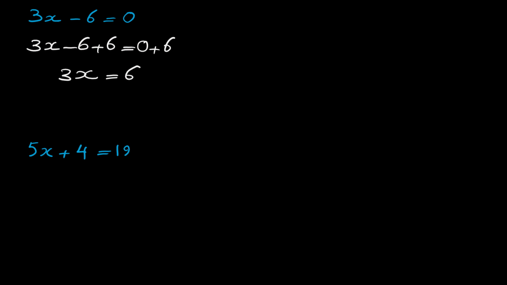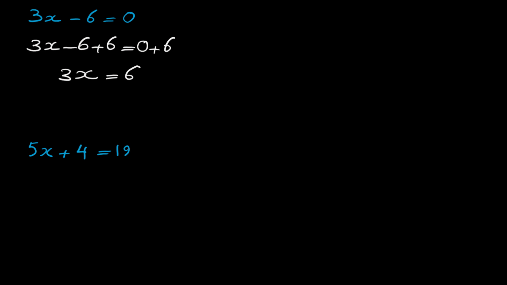3x equals 6. 3 times what number is 6? 2. So the answer is 2. But the way that you have to find x is not to guess the number. Sometimes guessing the number is not easy. Yes, here it is easy. 3 times 2 is 6. So the solution is 2 and the answer is 2. But the general way that you can find x is this.